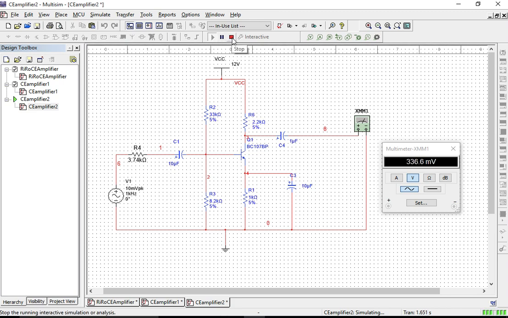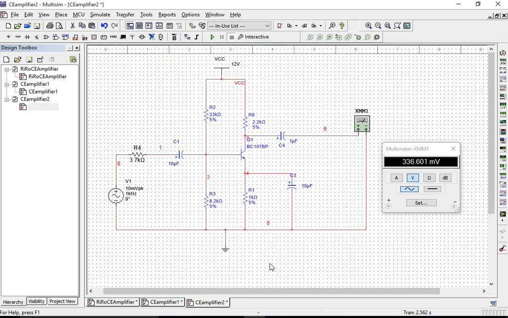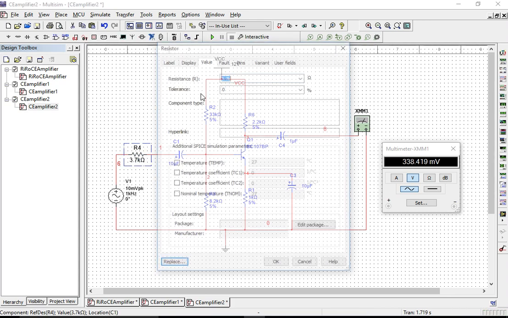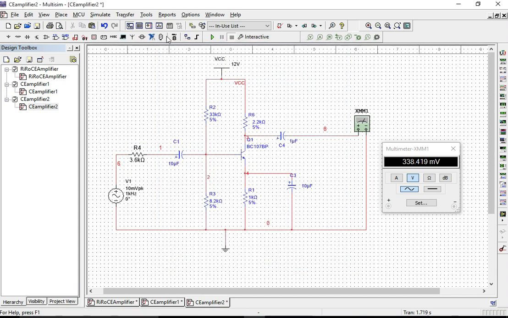It is nearly 336. We want 332. So I will change this one, here only you can directly change now, 3.7k. So it's still increasing, so I have to reduce the resistance. So I will change it to 3.6k. And again simulate, and so 332.